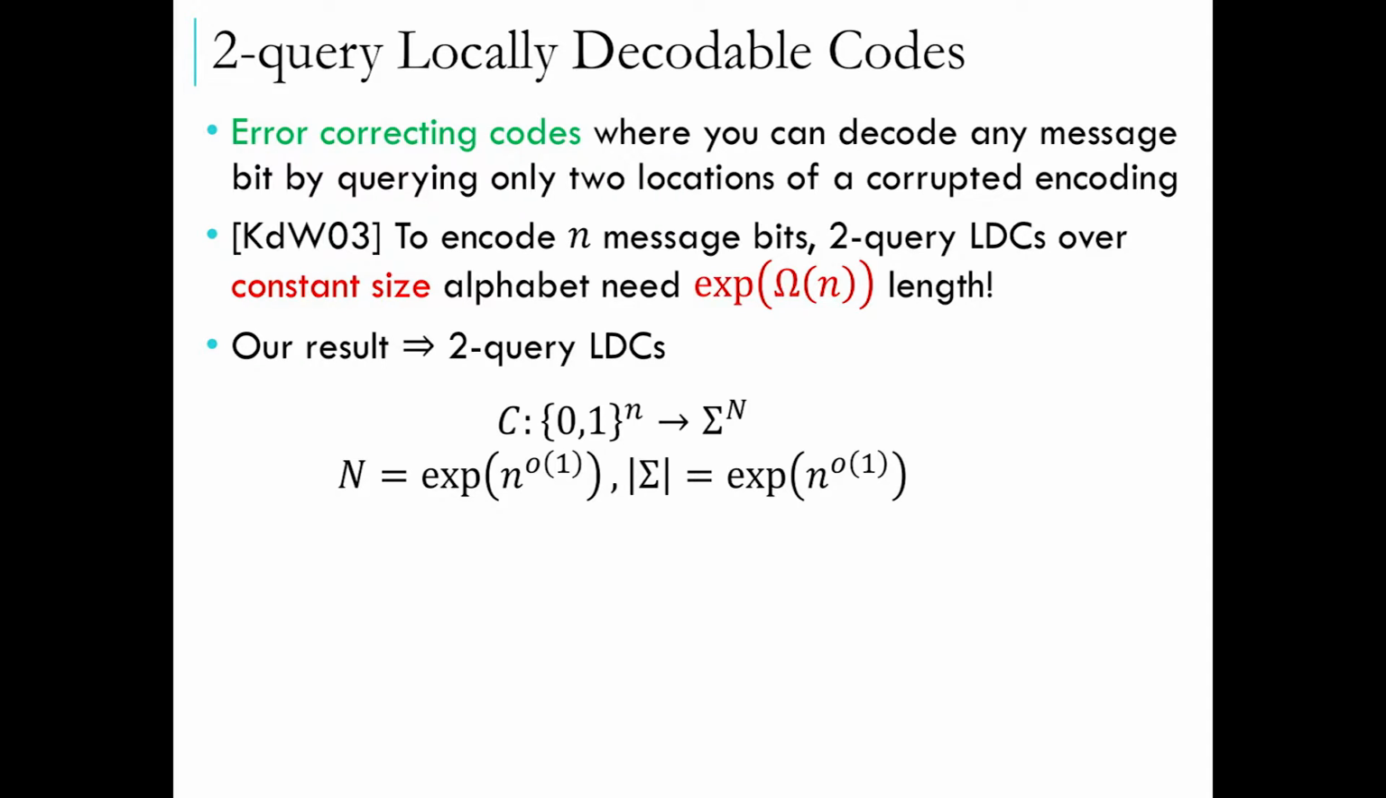But there is a lower bound for this. Kerenidis and de Wolf showed that if you want to encode n message bits, then 2-query locally decodable codes over constant size alphabet need exponential length. And in fact, this is tight. The Hadamard code actually does this. So if you restrict to constant size alphabet, this is the best you can do. And what our result implies is that if you can expand the size of the alphabet, then you can do much better. What you get is sub-exponential length 2-query LDCs when the alphabet size is also sub-exponential in size.